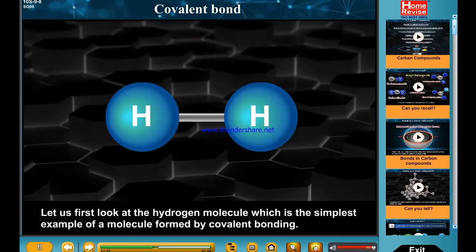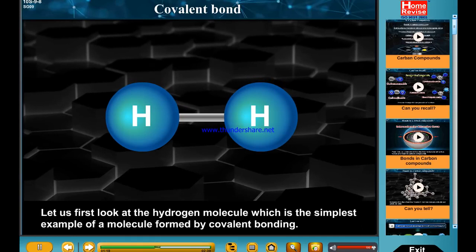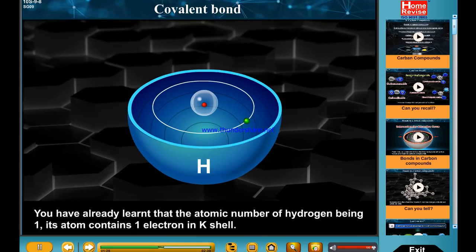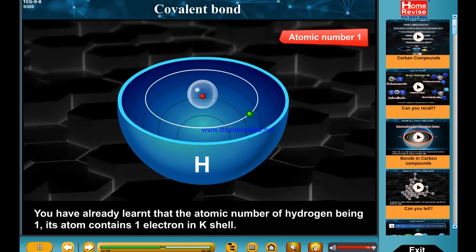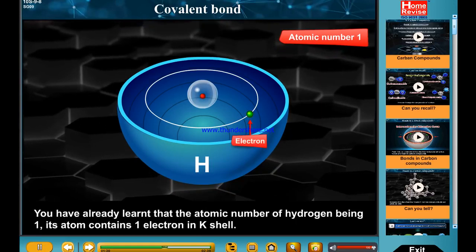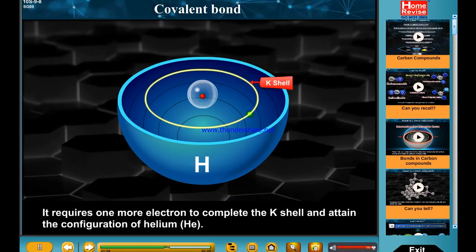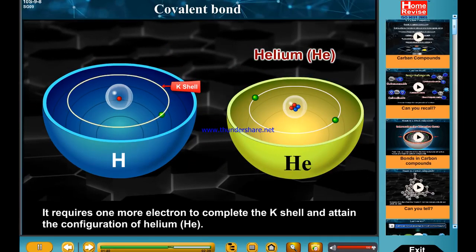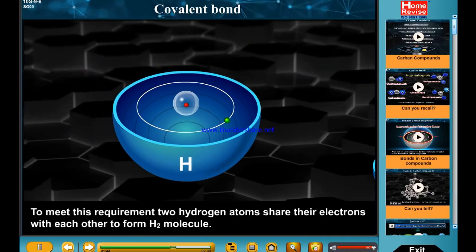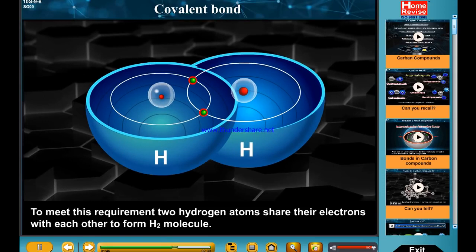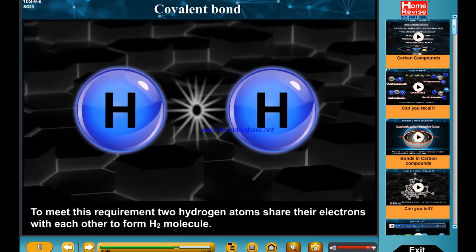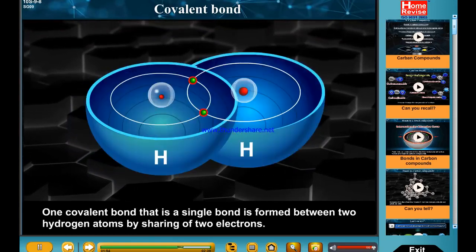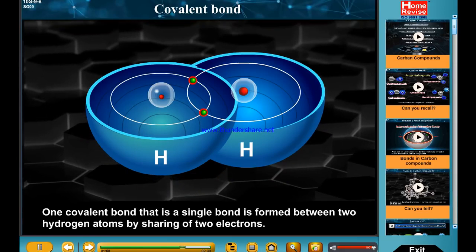Let us first look at the hydrogen molecule, which is the simplest example of a molecule formed by covalent bonding. You have already learned that the atomic number of hydrogen being 1, its atom contains 1 electron in K shell. It requires one more electron to complete the K shell and attain the configuration of helium, He. To meet this requirement, two hydrogen atoms share their electrons with each other to form H2 molecule. One covalent bond, that is a single bond, is formed between two hydrogen atoms by sharing of two electrons.